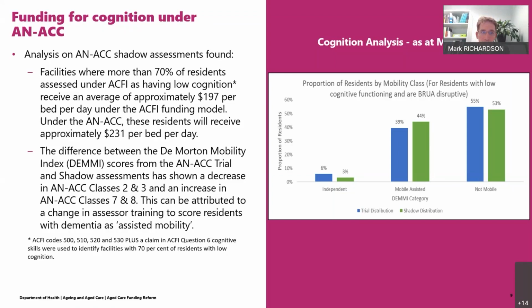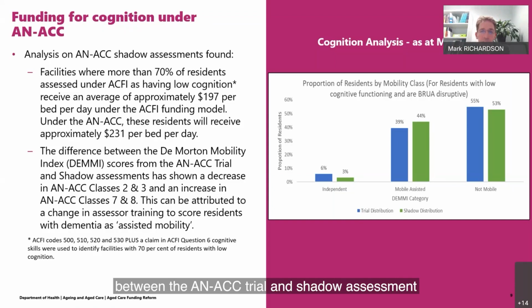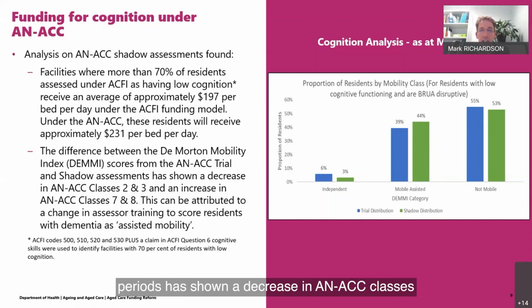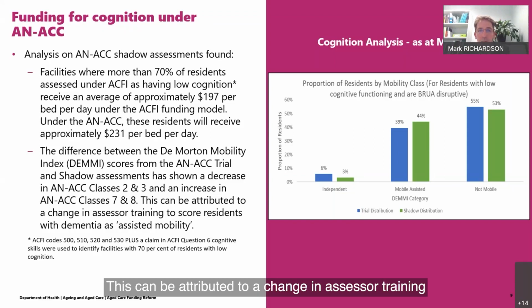In relation to quality assurance, the difference between the AN-ACC trial and shadow assessment periods has shown a decrease in AN-ACC classes 2 and 3 and an increase in AN-ACC classes 7 and 8. This can be attributed to a change in assessor training to score residents with dementia as assisted mobility and was driven in part by our quality assurance work.